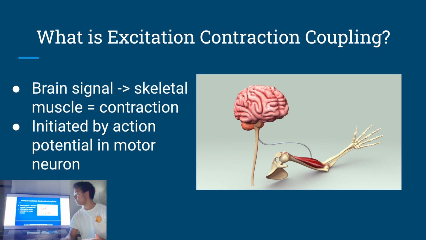And the process itself begins with a neural impulse in the form of an action potential in the motor neuron. But an action potential doesn't just spontaneously generate. To initiate excitation-contraction coupling, a series of steps must occur to cause this. So now we get into the initiation of an action potential.